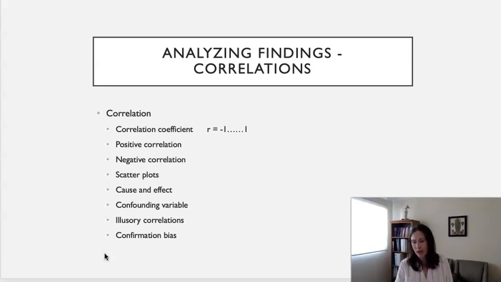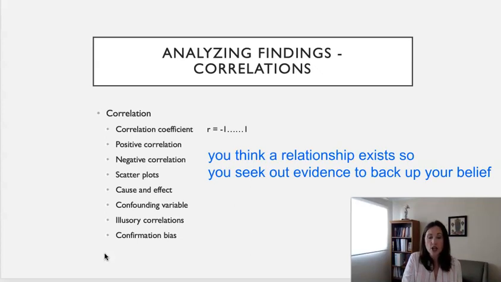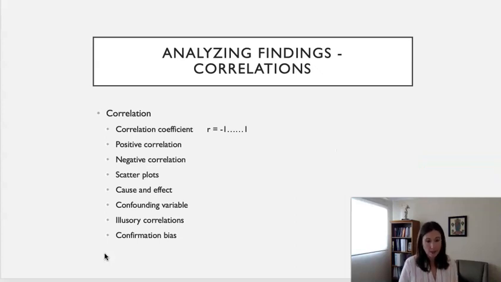A confirmation bias is when you think there's a relationship between two things, and so you seek out evidence to back up your assumptions. So you find information that backs up what you think, and you ignore information that doesn't back up what you think. Sometimes this can relate to illusory correlations too, because you just want to find proof that your belief is right when it's not.